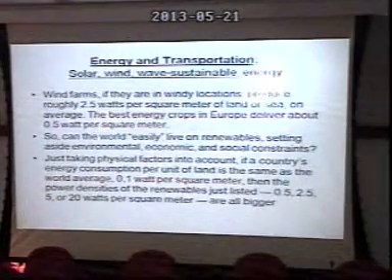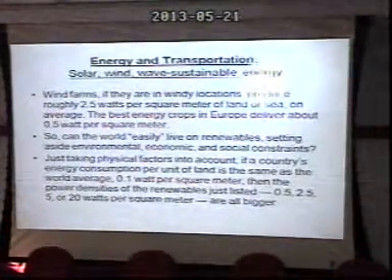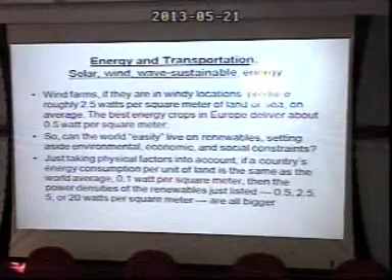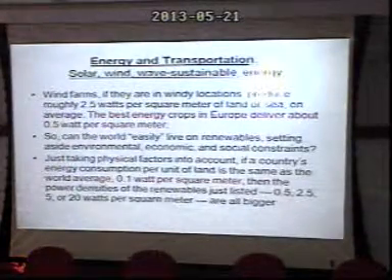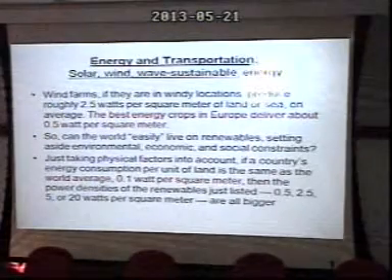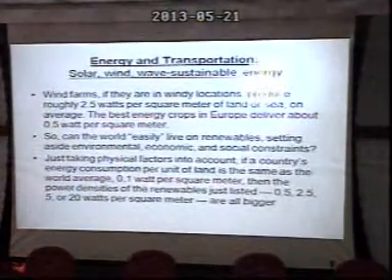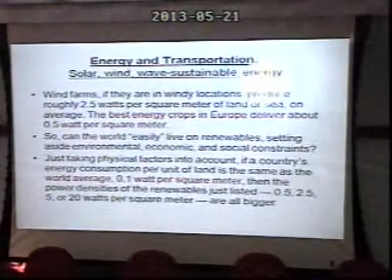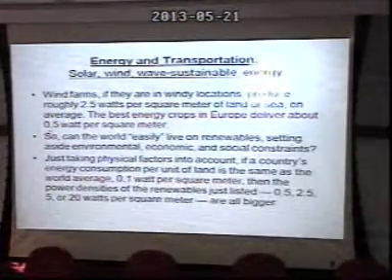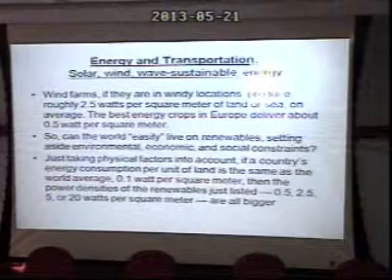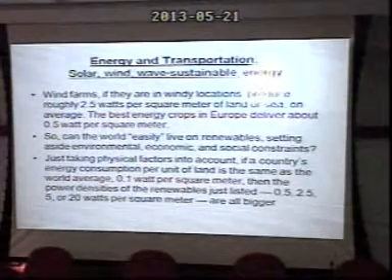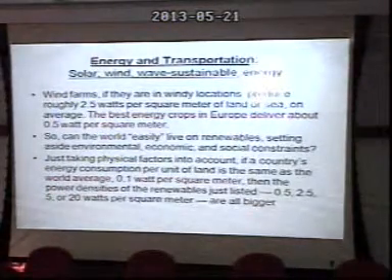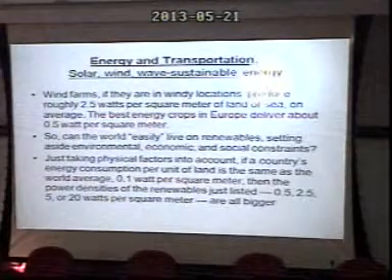But look at this one, wind farms. If they are in windy locations, so let's say good God says, let the wind blow, and the wind blows day and night all the time, same speed, same profile, it produces roughly 2.5 watts, only 2.5 watts per square meter of land or sea on average, because the wind turbines are in the ocean as well. The best energy crops in Europe, we're talking about corn, are going to be converted into alcohol. They deliver only what? 0.5 watt per square meter. So what is the logic of growing corn to produce energy as compared to wind farms and to solar farms? It's quite an issue.